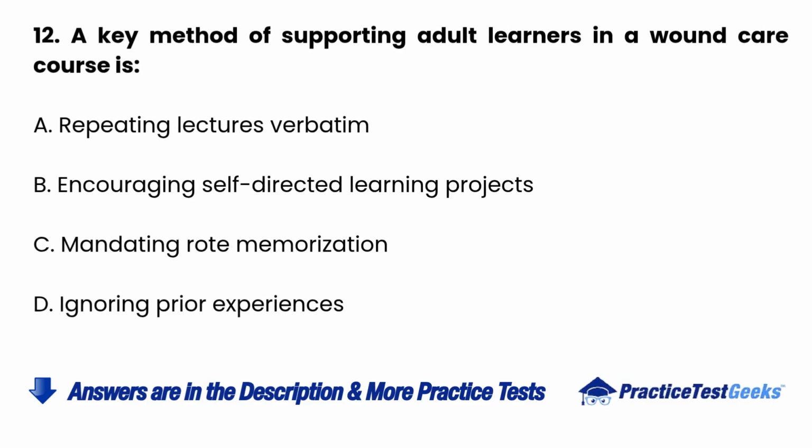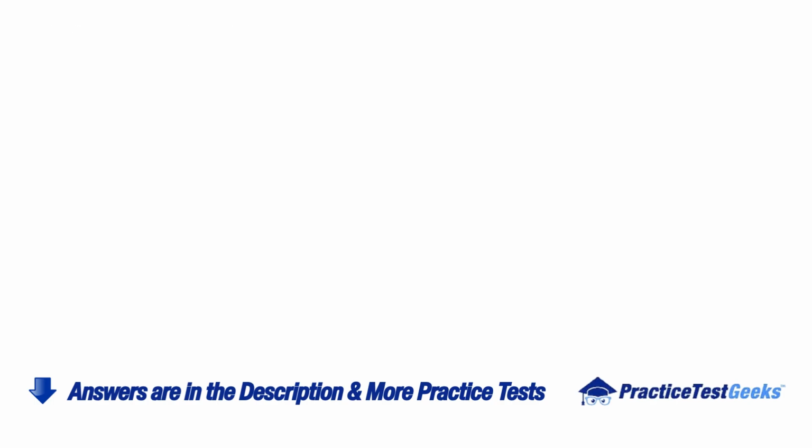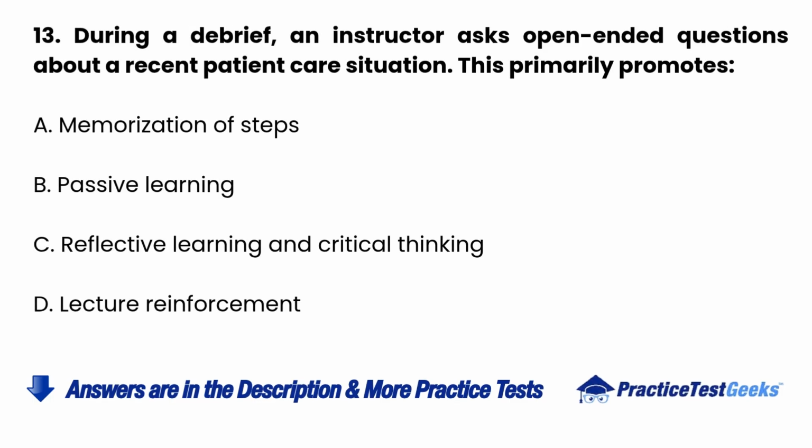12. A key method of supporting adult learners in a wound care course is A. Repeating lectures verbatim. B. Encouraging self-directed learning projects. C. Mandating rote memorization. D. Ignoring prior experiences.